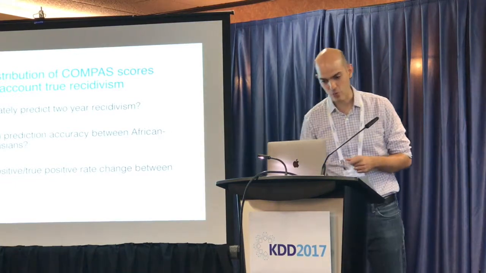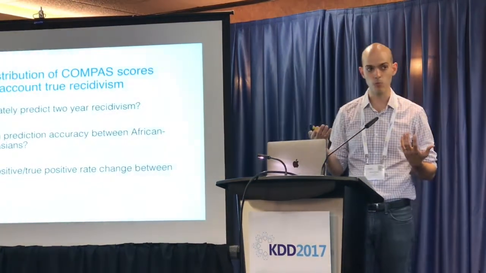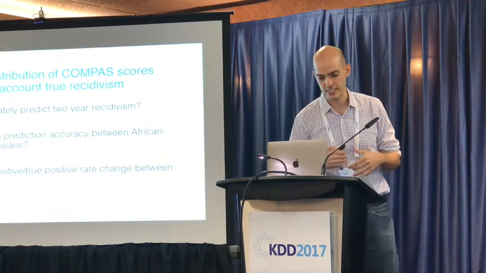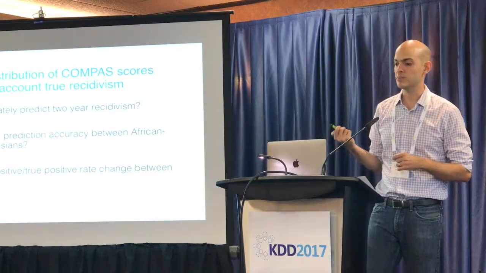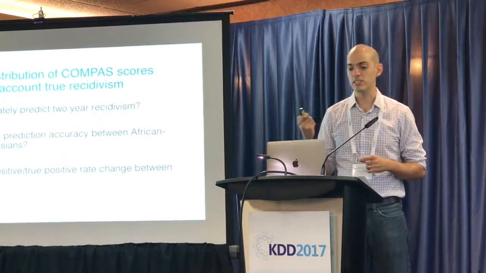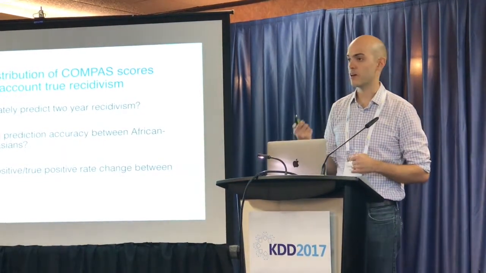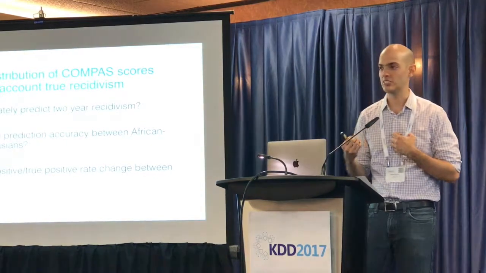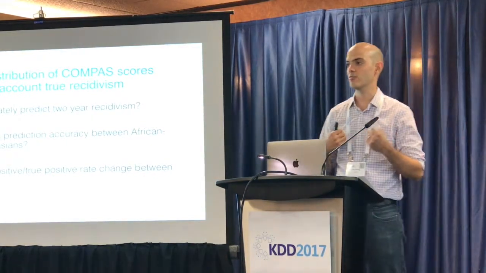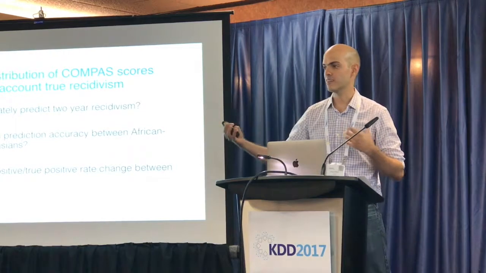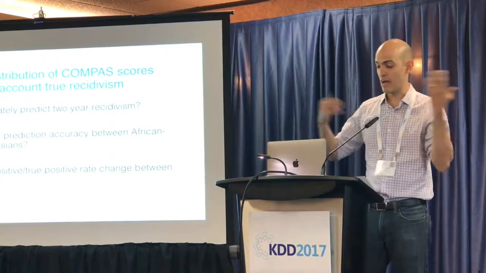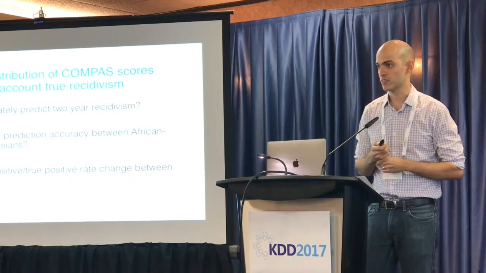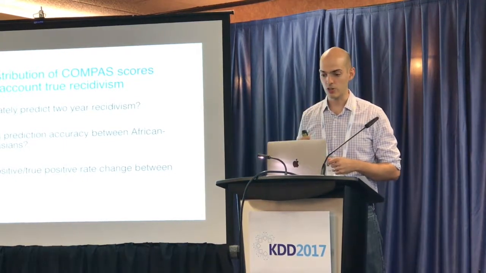The kind of questions that I would like you to keep in mind while incorporating the true recidivism rate into your analysis is, does COMPAS accurately predict true recidivism? Is there a difference in prediction accuracy between African Americans and Caucasians? What that means is, are there more false positives or false negatives for African Americans compared to Caucasians? And how does this rate change between groups? And make sure to discuss your results.